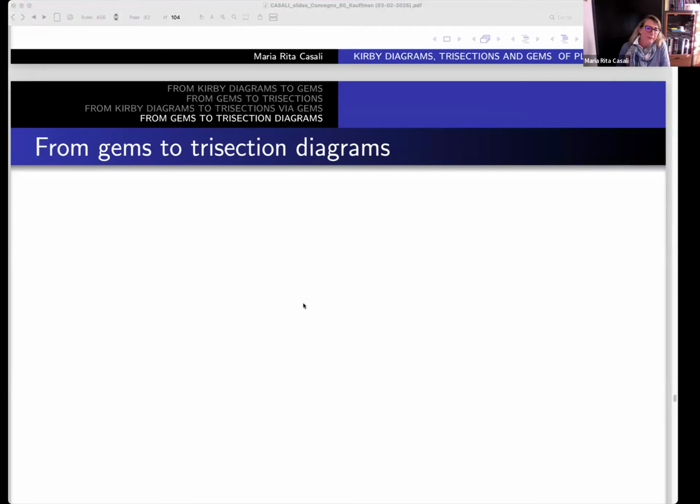I only add that there is a further element that strengthens the relationships among the representing tools we have considered. It concerns the possibility of obtaining trisection diagrams directly from gems. According to trisection theory, a trisection diagram consists of 3 systems of curves lying on the central surface that allow to reconstruct the whole decomposition, since they constitute in pairs Heegaard splittings of the boundaries of the 4-dimensional pieces of the trisection.